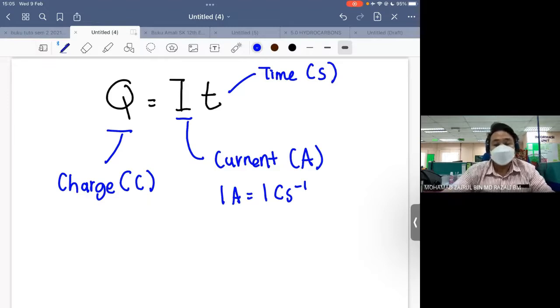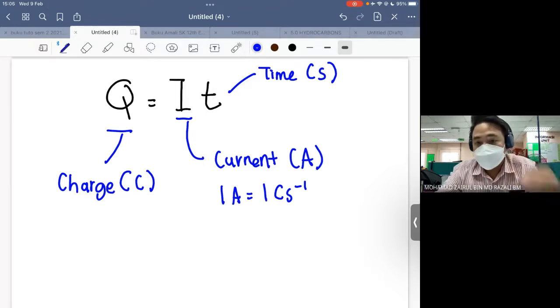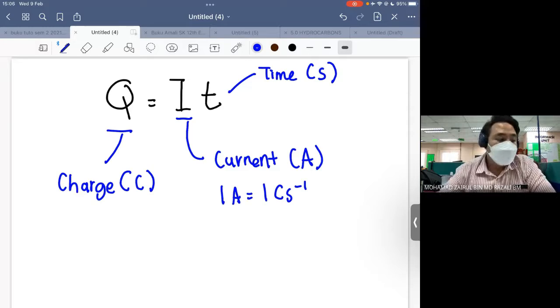So sebab current tu kita boleh measure daripada voltage yang kita measure tu. And then daripada current itu kita boleh determine berapa je charge. So daripada amount of charge yang kita kira tu, kita boleh determine how much the reactant consumed in the redox reaction and how much is the product produced during the electrolysis process.